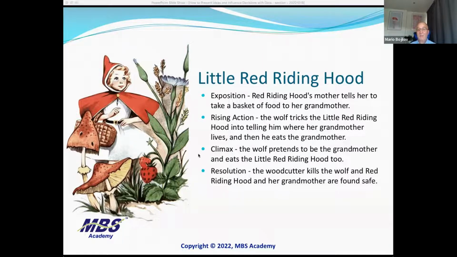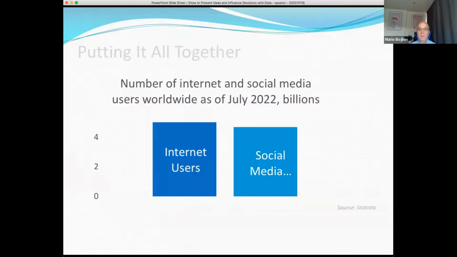Okay, so this is an example. But keep in mind, these are the 5 parts of the story that we want to have in our presentations. So now I want to show you an example of how these things are put together.